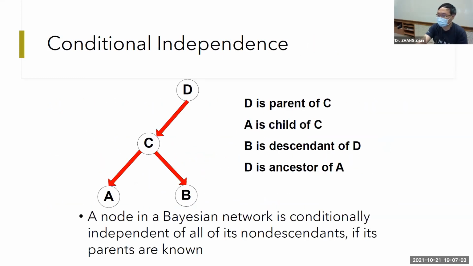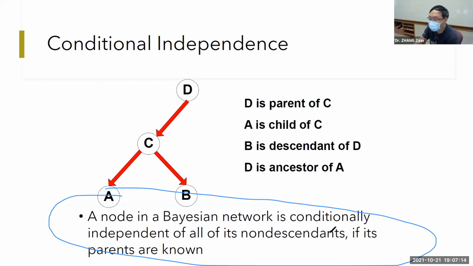Remember in the implementation of Bayesian belief network, there's one important cadence here. A node in a Bayesian network is conditionally independent of all of its non-descendants if its parents are known. Okay, non-descendants. What are the non-descendants?